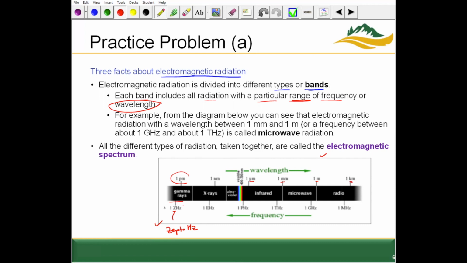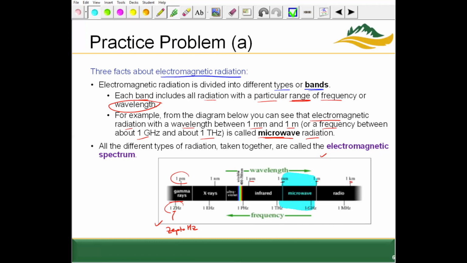This is just to give you an example. From this diagram, we can see that electromagnetic radiation with a wavelength between 1 millimeter to 1 meter, which corresponds to a frequency of about 1 gigahertz to 1 terahertz, is in the band of microwave radiation. So we're focused on this band or range here.